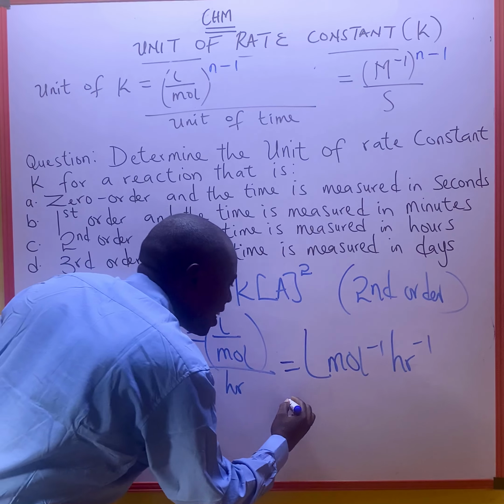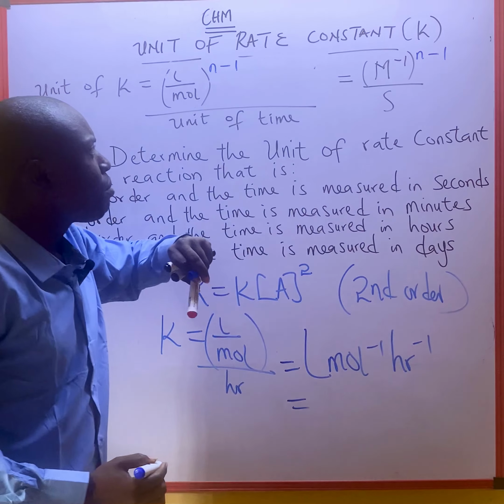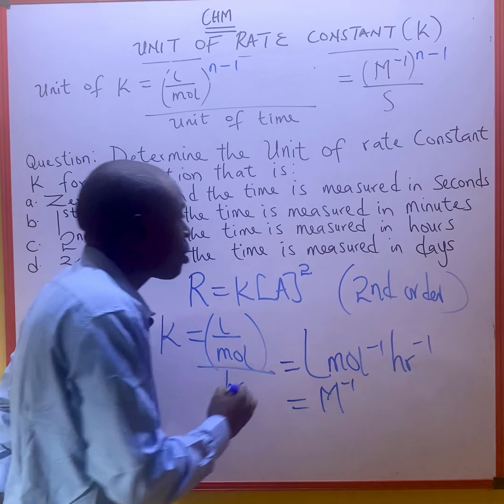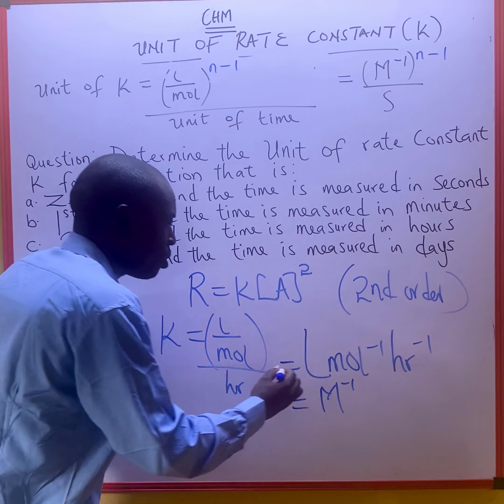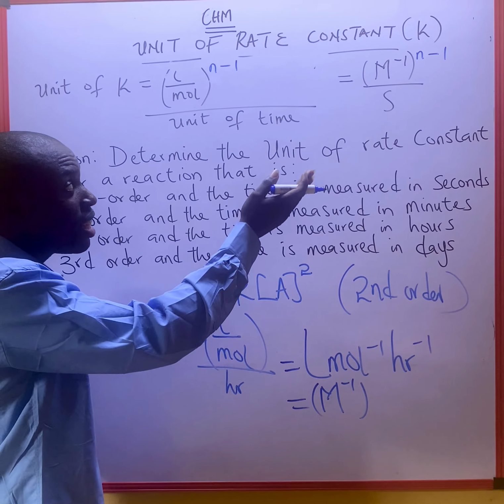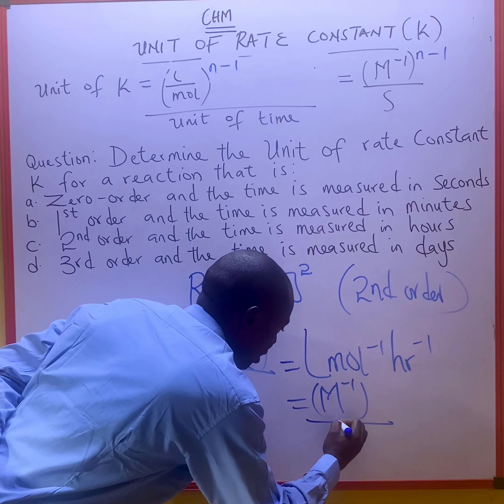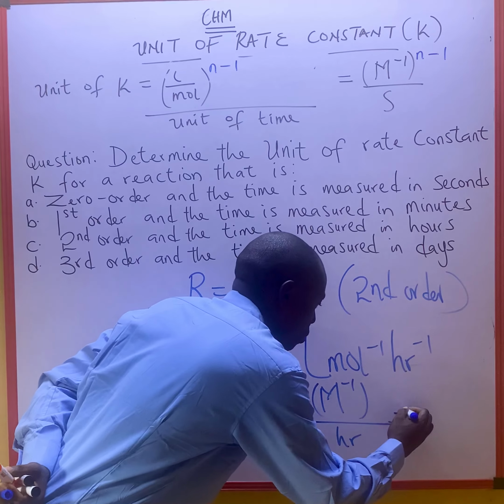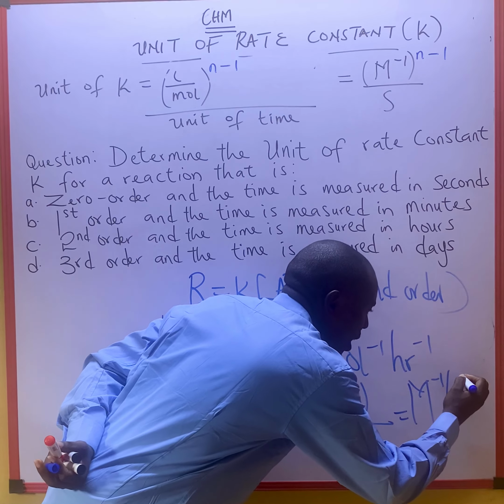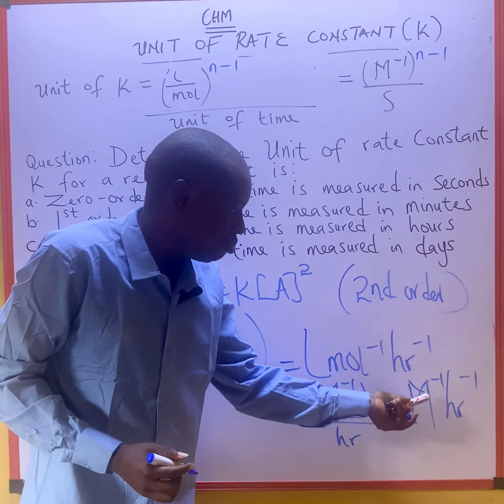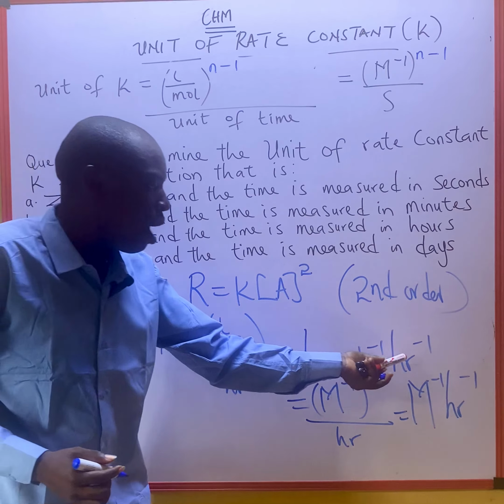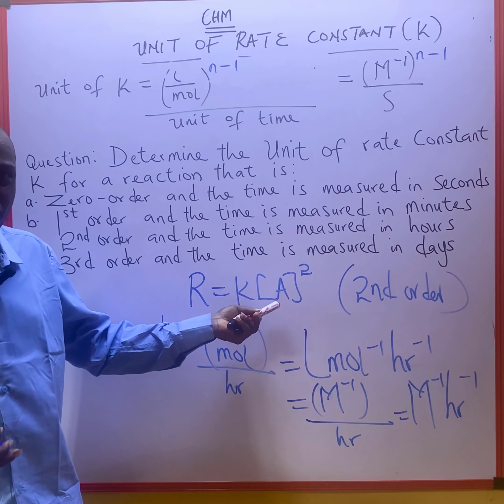It can be in this format. It can also be in this format that we can use here. It becomes molar concentration, where the n minus 1 there, 2 minus 1, is 1, over the time, which is hours. So it just becomes per molar concentration per hour, or liter per mole per hour. This is for a second order.